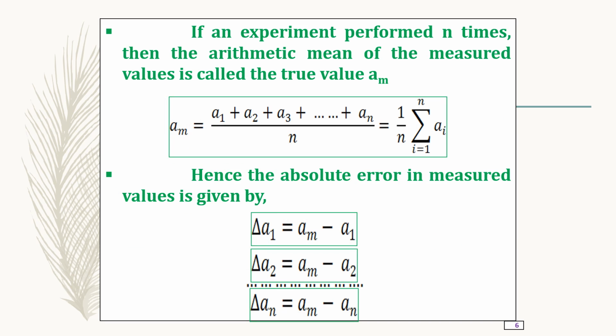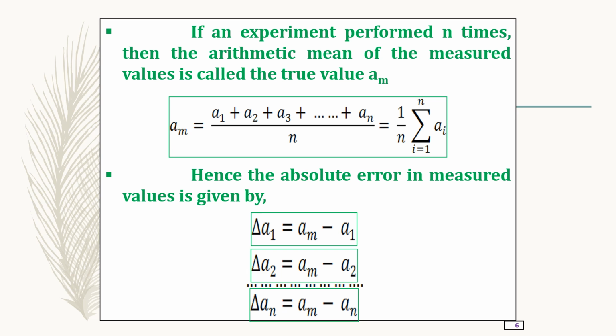We can do it by a mathematical process. AM is equal to A1 plus A2 and so on up to AN divided by N, which is equal to 1 by N times the summation from I equals 1 to N of AI. Hence, the absolute error in the measured value is given by modulus of delta A1 equal to modulus of AM minus A1. In the same way we can do it up to the AN term: modulus of delta AN is equal to modulus of AM minus AN.